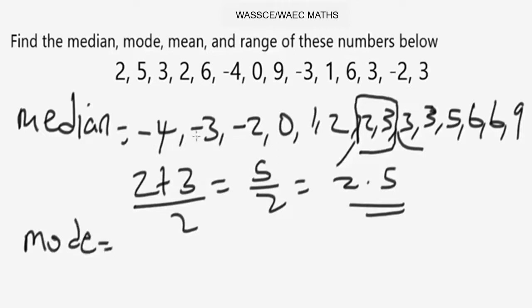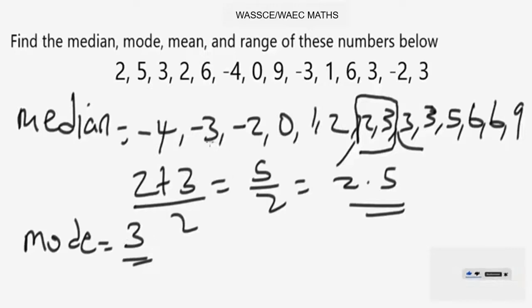Now for the mode, the mode is the highest occurring frequency or the most common value. The highest occurring frequency here is 3. 3 is the only number that appears three times. So our mode is 3, the highest occurring frequency or the most common.